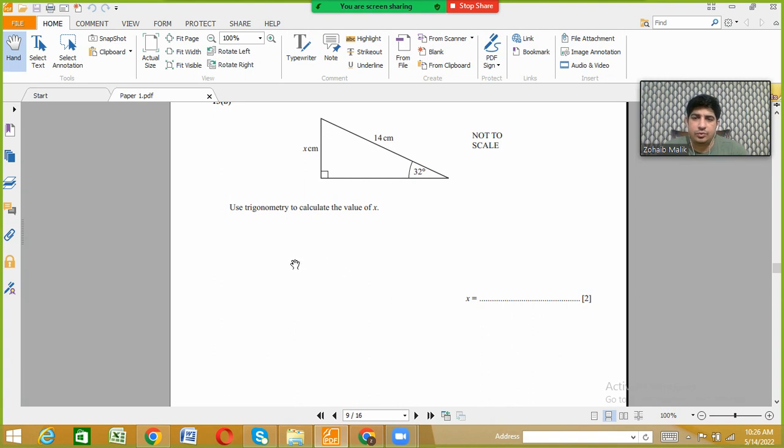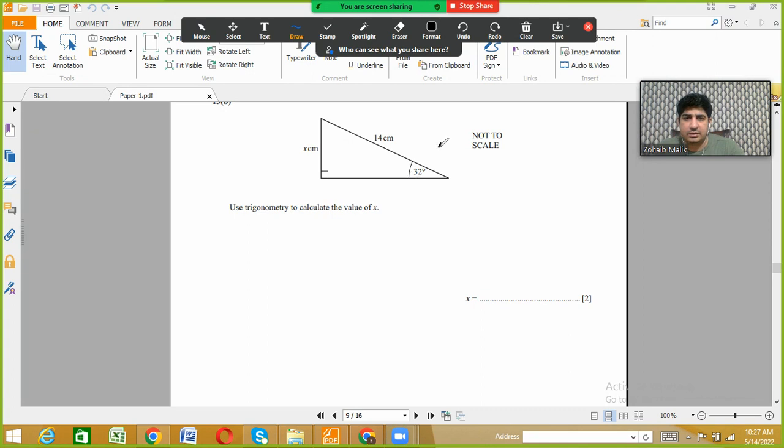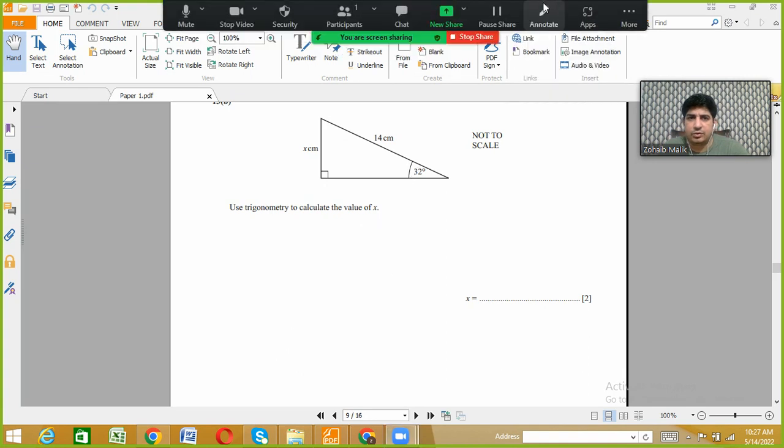Now use trigonometry to calculate the value of x. In this they're asking to use 32. I guess this question is here by mistake. It doesn't belong to paper one. This is from paper two, because we will require the calculator for finding sine, cos, or tan of 32. So just ignore this question.